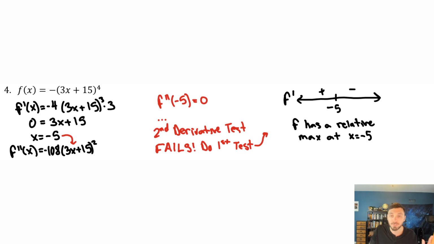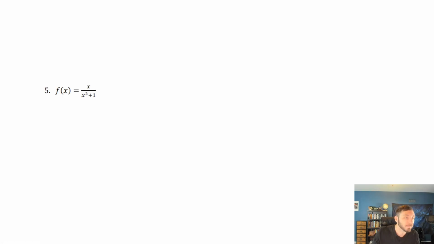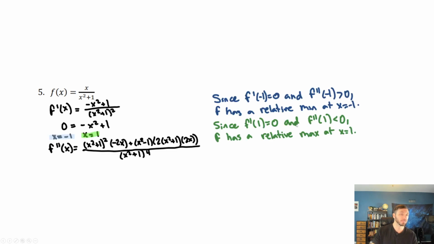Admittedly, the first derivative test does everything you need for the most part within Calc 1. But this is just another way of finding extrema. All right, look at 5. Another one. Give it a go. 3, 2, 1. All right, first off, taking that first derivative, I use quotient rule, simplified. I set the numerator equal to 0, and I got -1 and 1.